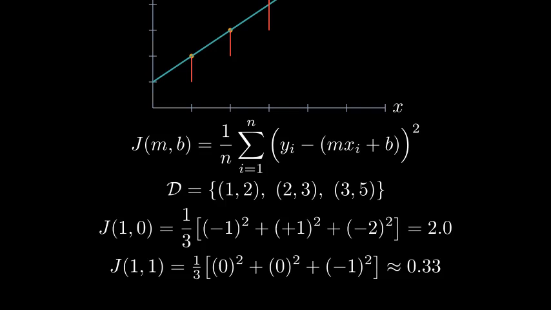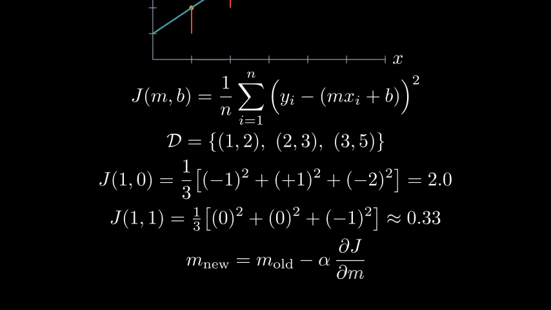How do we find the best line automatically? We minimize the cost. A common method is gradient descent. Imagine the cost as a curved bowl as we vary the slope m while keeping b fixed. We move downhill in small steps until we reach the bottom. The update rule is m new equals m old minus alpha times the derivative of J with respect to m.